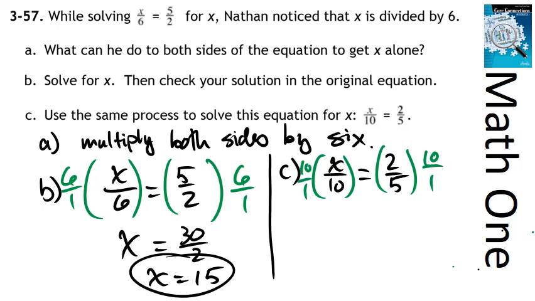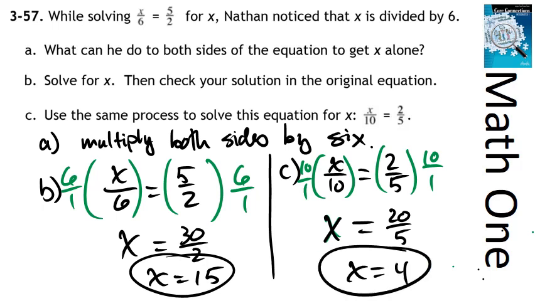And over here, let's see, 10 times x is 10x divided by 10 is just plain old x. Now that I've got x there, 2 times 10 is 20, 20 divided by 5 leaves me that x has to be the number 4. So x is 4, and sure enough, 4/10 is the same thing as 2/5, so not bad.